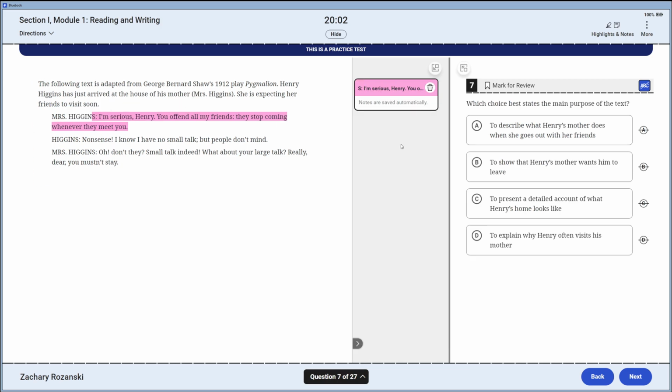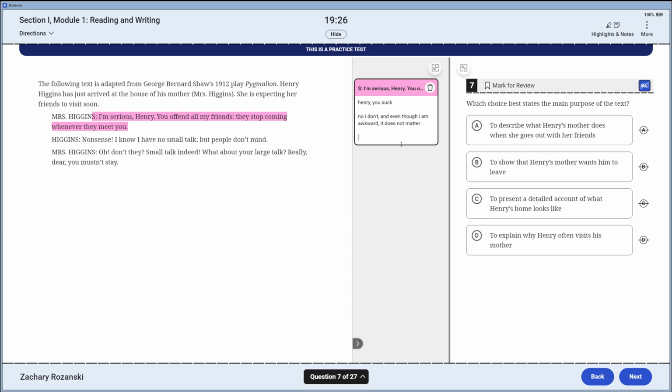Another one of these. Let's just start with the text. I'm serious, Henry. Henry, you are repulsive. You suck. Then how does Henry clap back? No, I don't. I know I have no smallpox. I don't have smallpox, and I also don't have small talk, but I can make sure that I know I don't. And even though I am awkward, it does not matter. Okay, fine. Oh, don't they? Small talk indeed. What about your large talk?